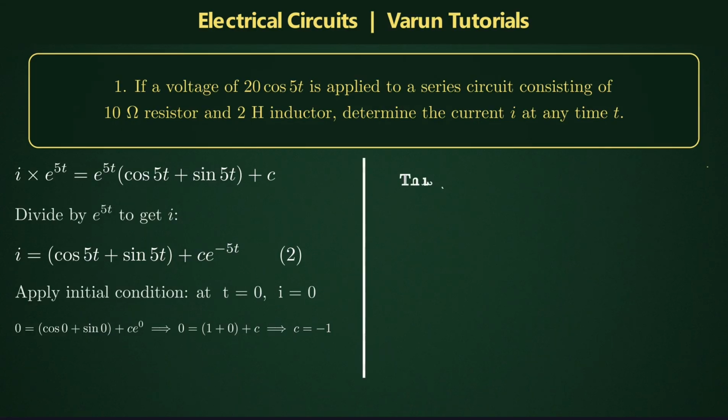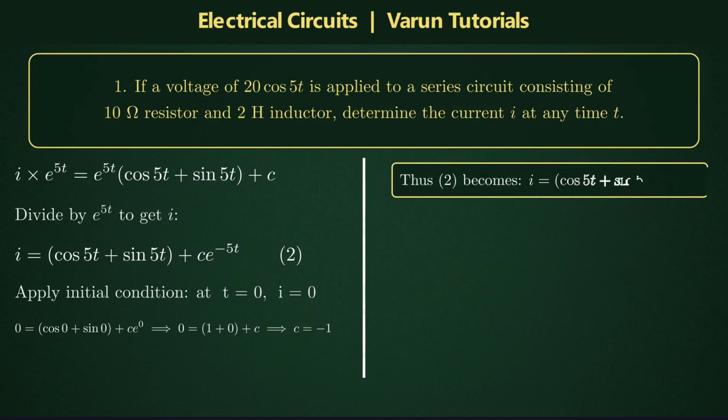Substituting c equals minus 1 back into equation 2, we obtain the final current function, I equals cosine 5t plus sine 5t, minus e to the power of minus 5t.